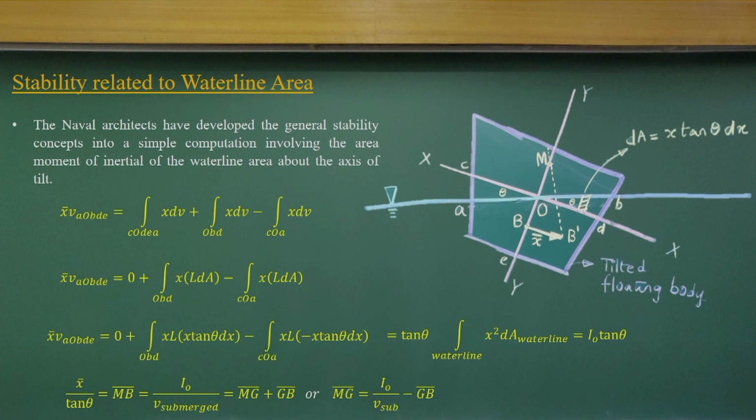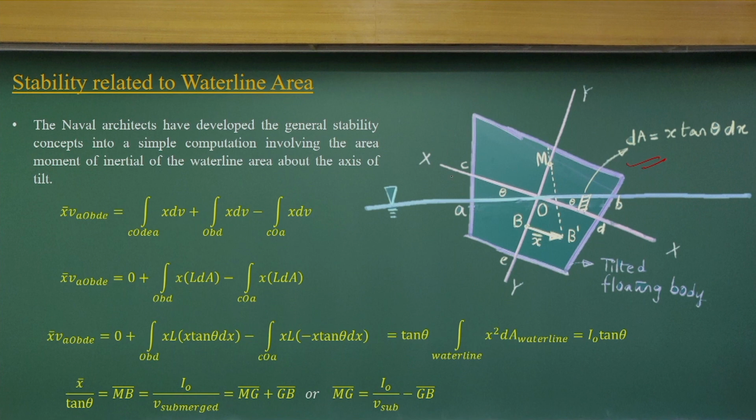Now, how do we compute the metacentric height? Let's say you have a floating object like this, and you consider a unit width of it, perpendicular to this surface. So, what will we do?